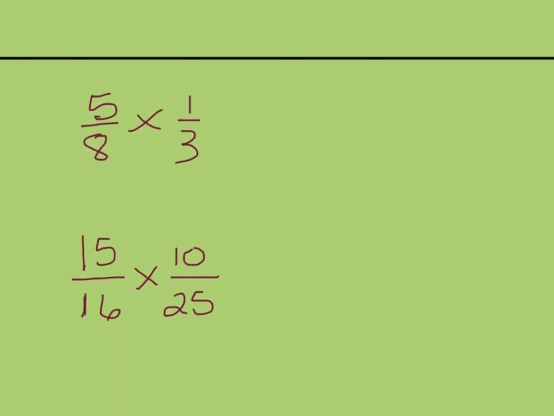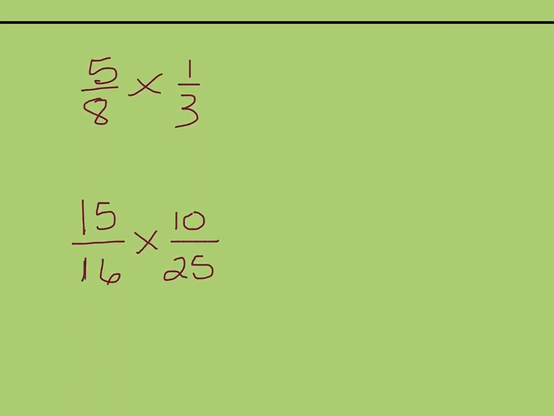Here's another example. This time I've got 5/8 times 1/3. And I look and I see that 5 and 3 don't have anything in common. 8 and 1 don't have anything in common. So there's nothing on top that I can cancel with something on bottom. So I just have to multiply straight across. And since I can't cancel, that's going to tell me that when I multiply straight across, my answer will already be reduced. And that's it. 5 over 24, they don't have anything in common, so that's your answer.